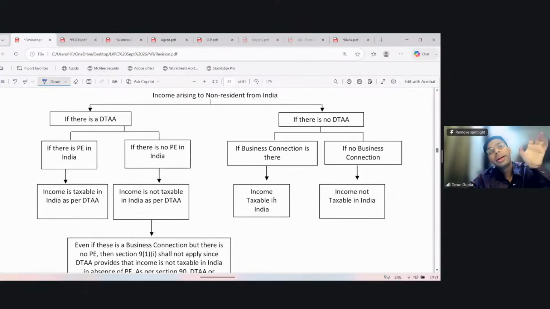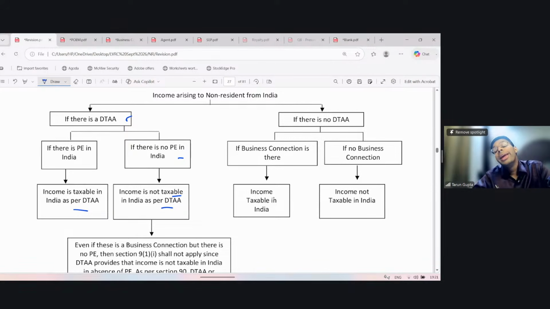The concept of business connection is a domestic law concept, the concept of the Income Tax Act. Under the tax treaty, there is an equivalent concept of permanent establishment. So if there is a double taxation avoidance agreement between India and the country of the NR, then if there is a PE in India as per the terms of such DTAA, income is taxable in India as per DTAA. If there is no PE, then income is not taxable in India as per DTAA.